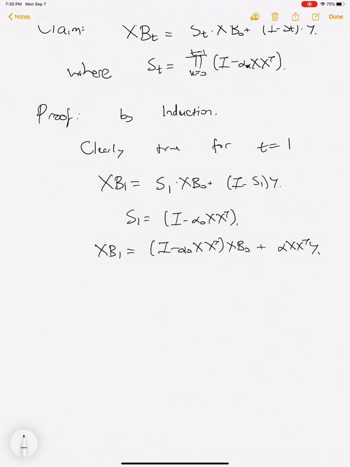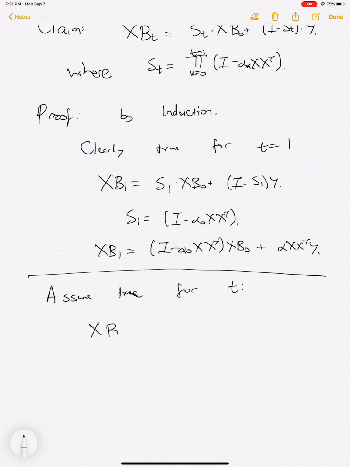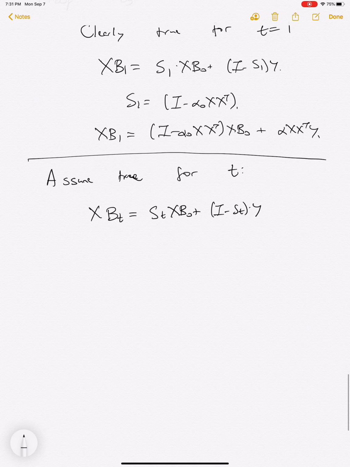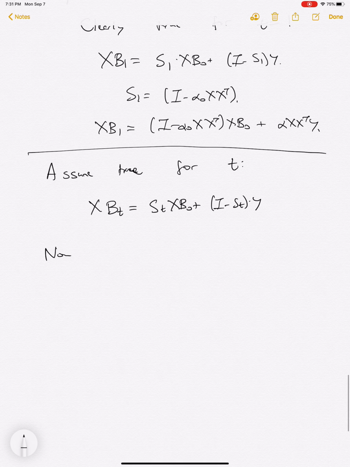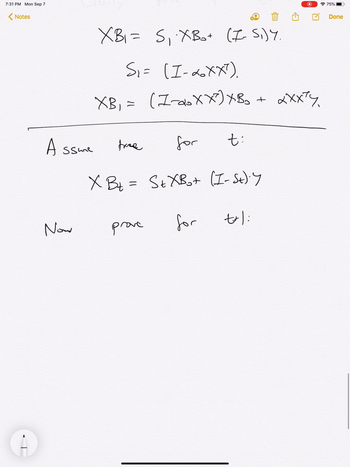Okay, so now let's, as we know by induction, assume it's true for t, so we assume that it's true that x_t = S_t x_0 + (I - S_t) y, and now we want to prove it for t plus 1. Once we do that, that'll mean that we can prove the result for all integers t.